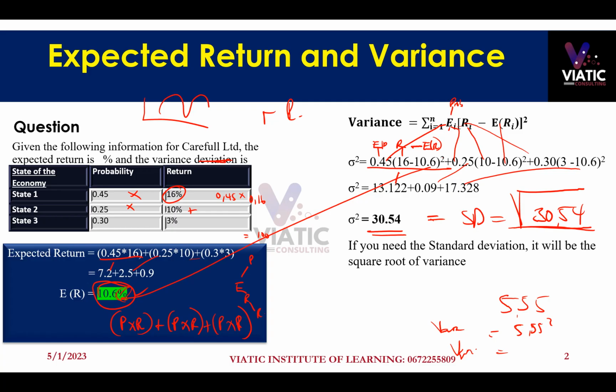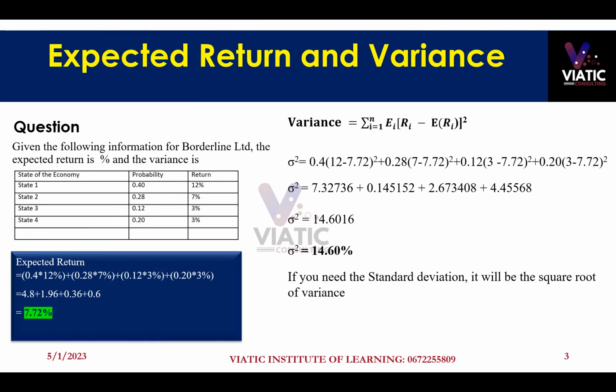Okay, let's go through the last question. This one is a bit longer because it has 4 different states of nature, but we calculate in the same way. It's saying given the information for Borderline Limited, the expected return is what percentage, the variance is what percentage. In this scenario, we also have different states of nature, which we described previously as different business cycles or economic activity.